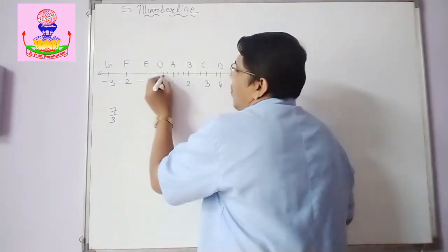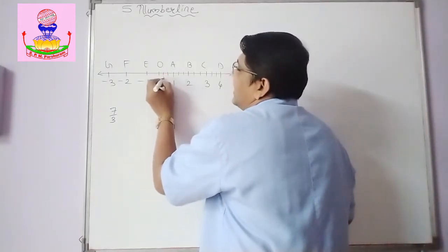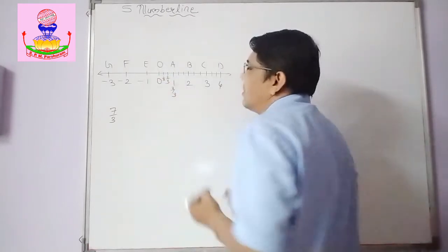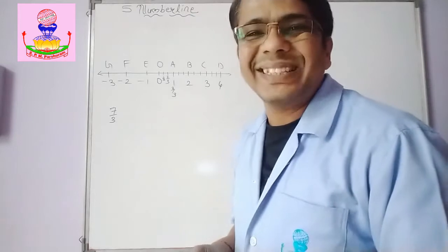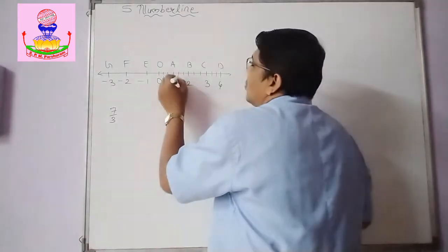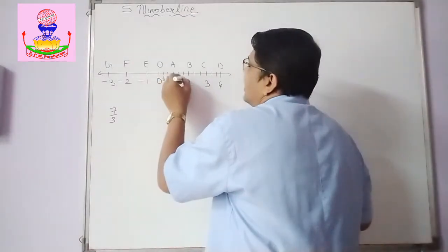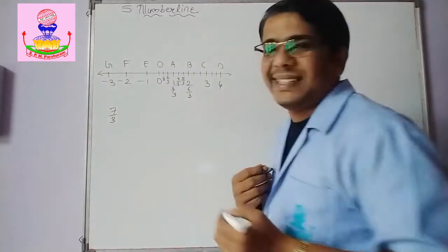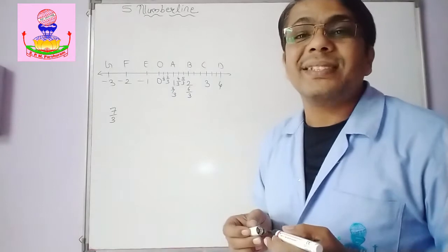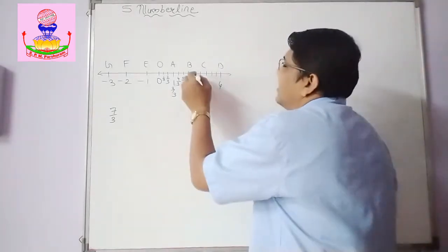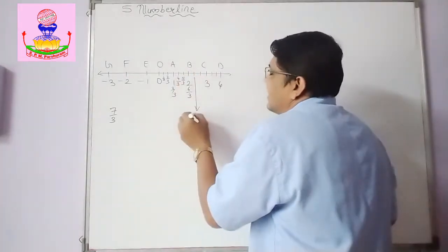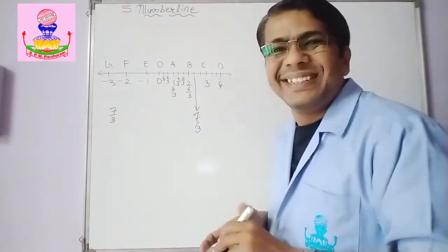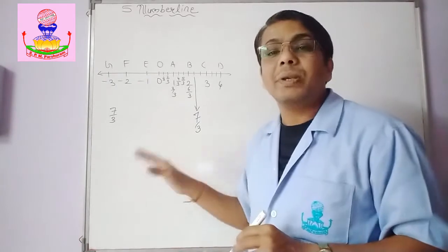Now this is 1/3, right? 2/3, this is 3/3. 3/3 means 1, right? This is 4/3. This is 5/3. This is 6/3. 6/3 means 2. And here it is 7 upon 3. Do you understand? So in that way you can represent it.